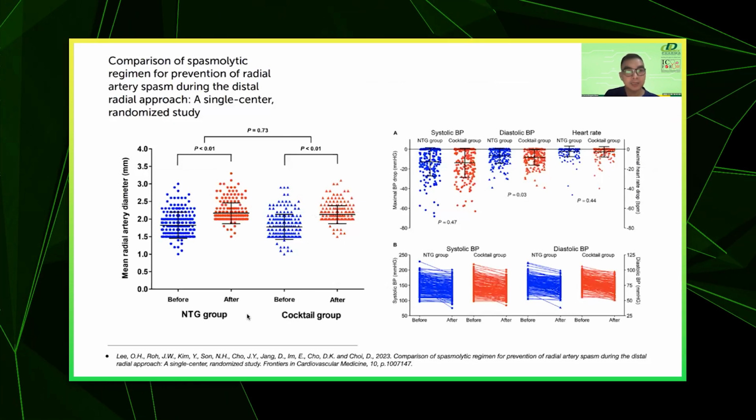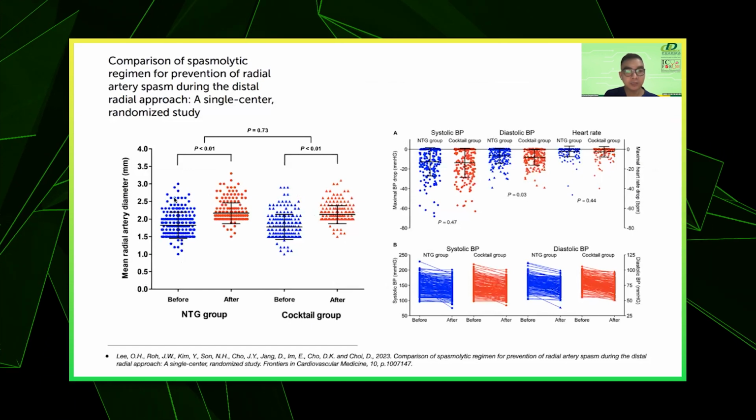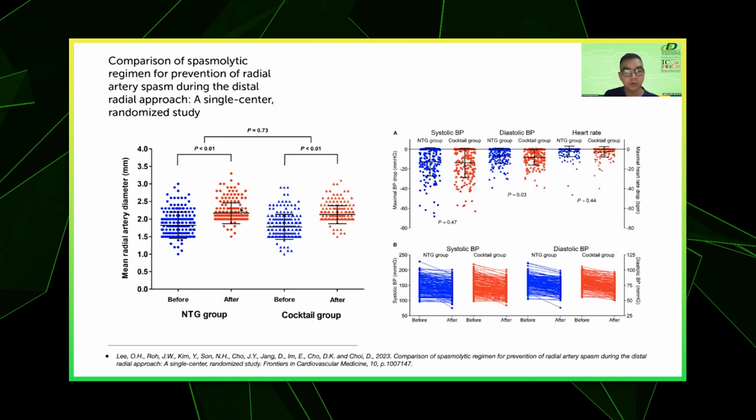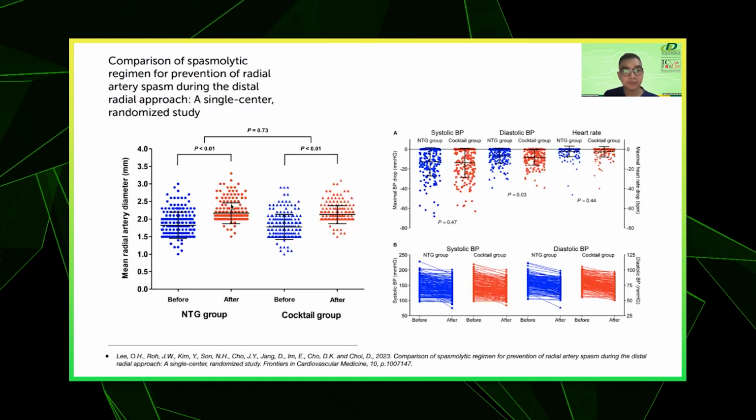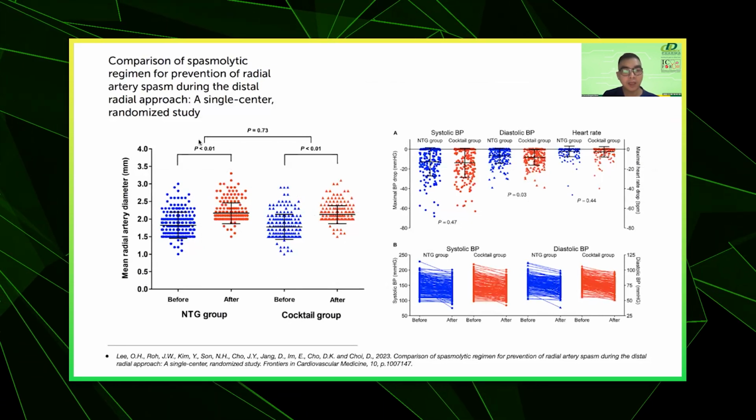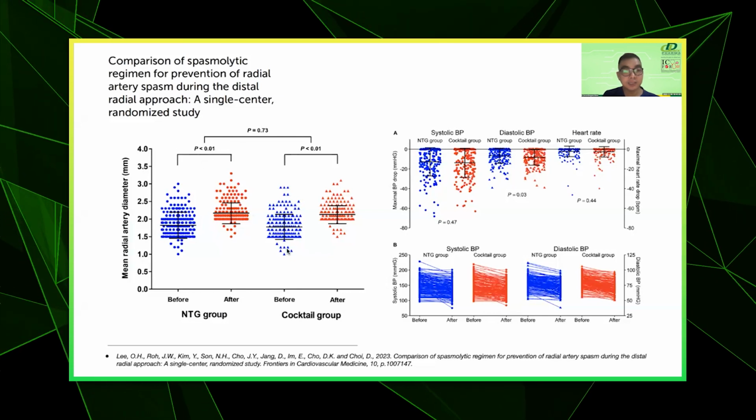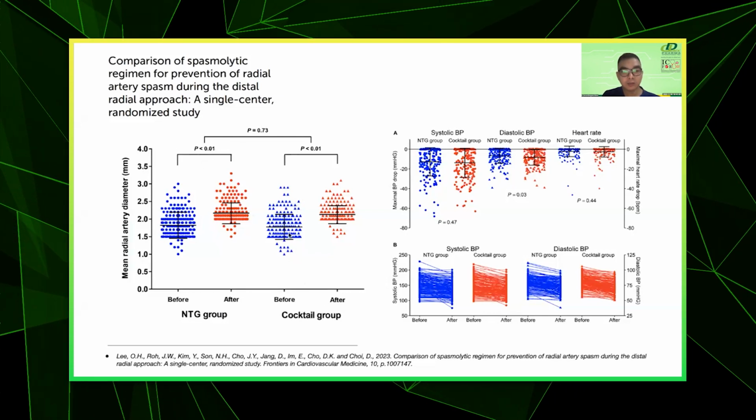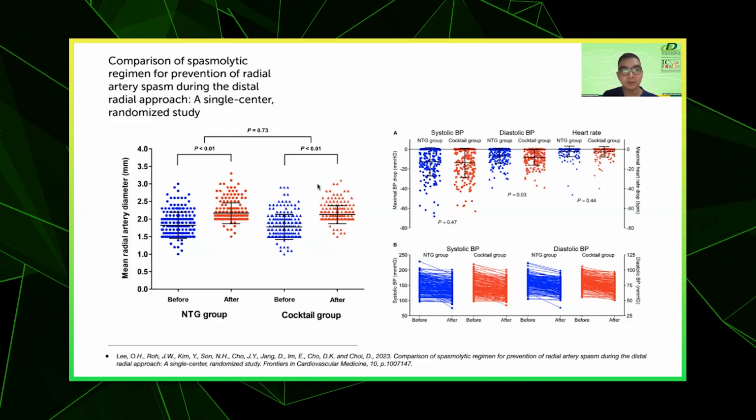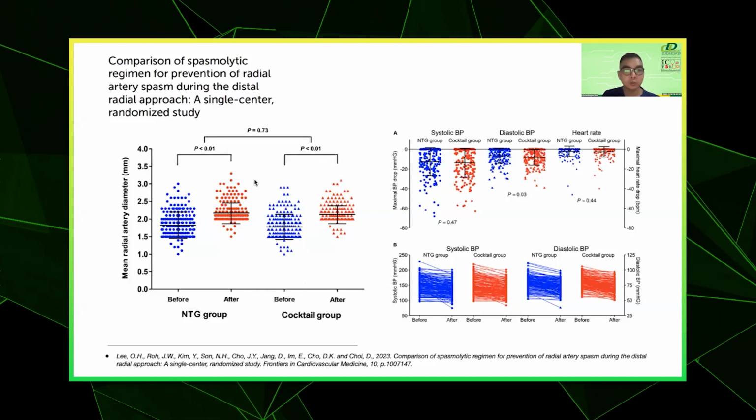And this is the mean radial artery diameter, as you can see, before giving the nitroglycerin in the left figure, and then after there is an increase in the radial artery diameter, and the increase after administration of the NTG is statistically significant. For the cocktail group, there is also a significant increase in the mean radial artery diameter after administration. Now, if we compare the two, there's no significant difference from each other.